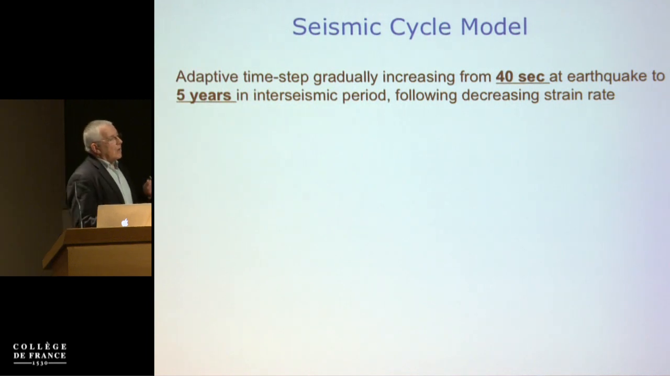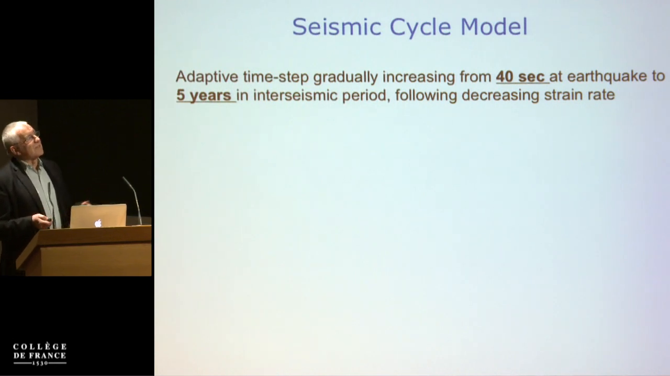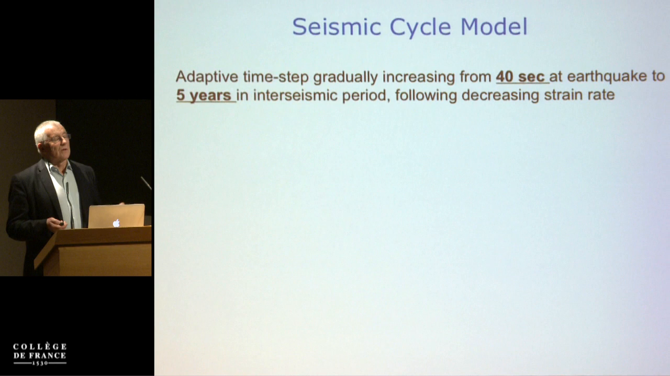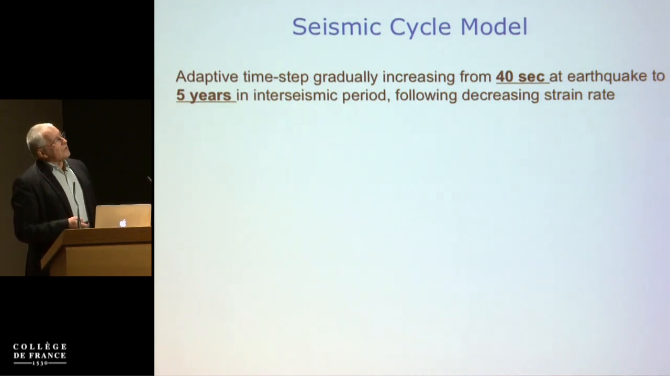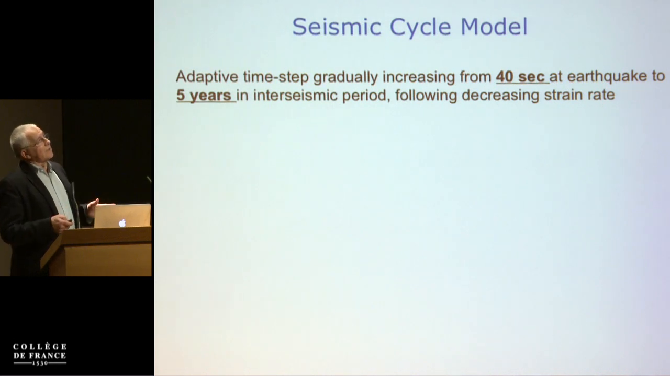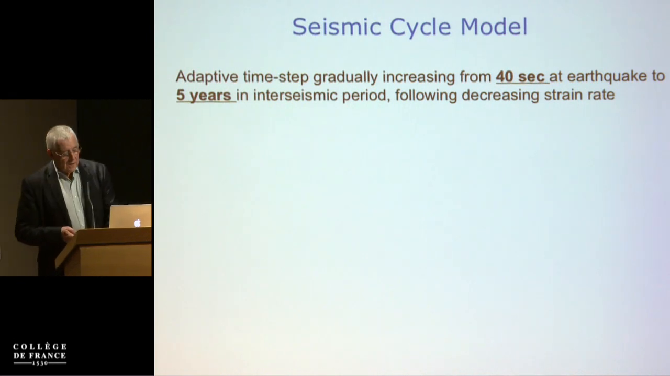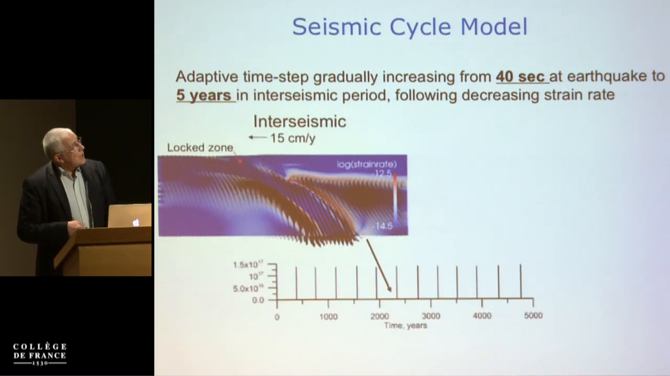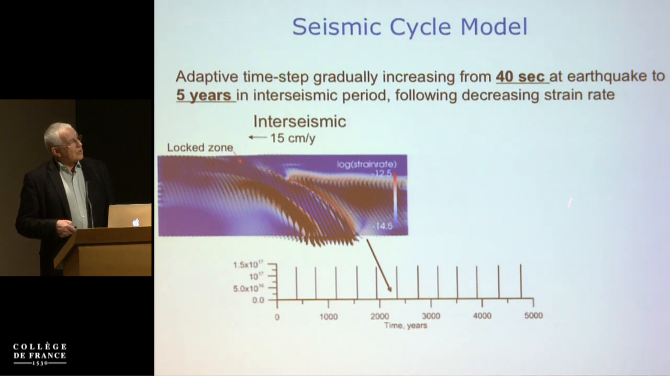So we are not looking at dynamic rupture. An earthquake is just a couple of time steps, a couple-of-time-step event in our models. But we are focused on the appearance of earthquakes by themselves and the rest of the seismic cycle. And what you see here is what we get. So this is seismic cycles, and this is time here.